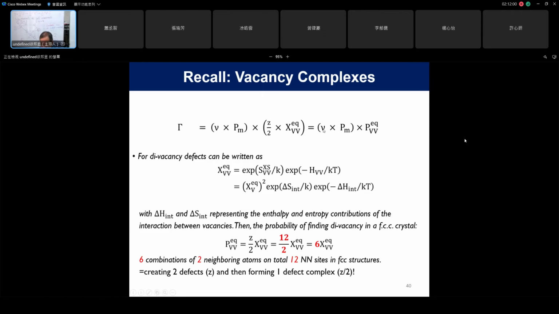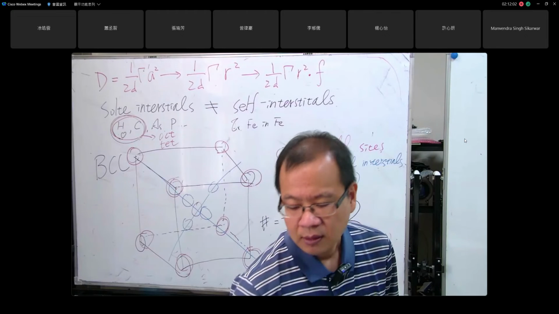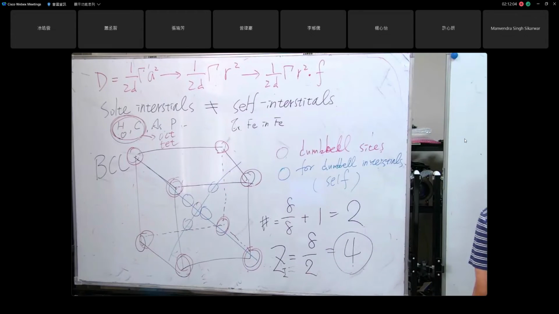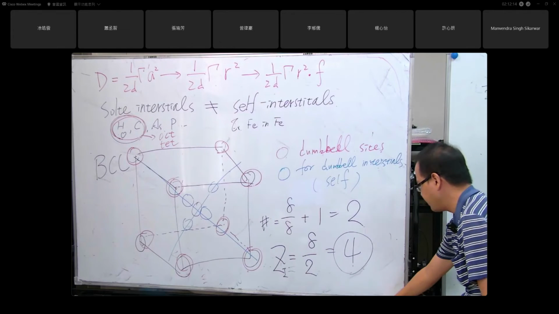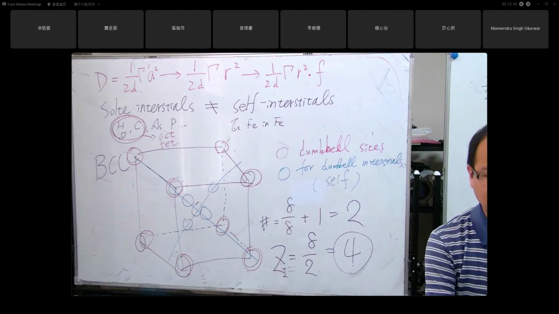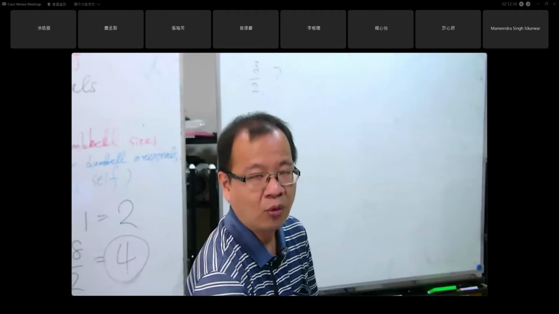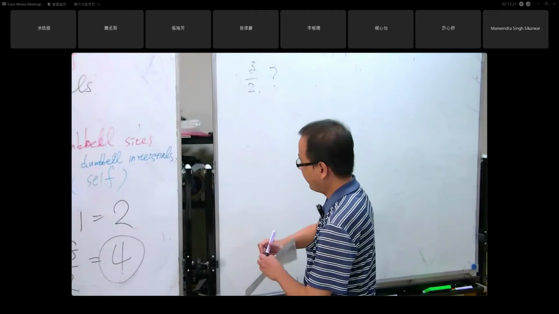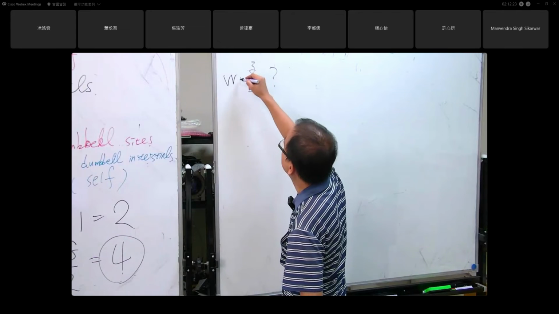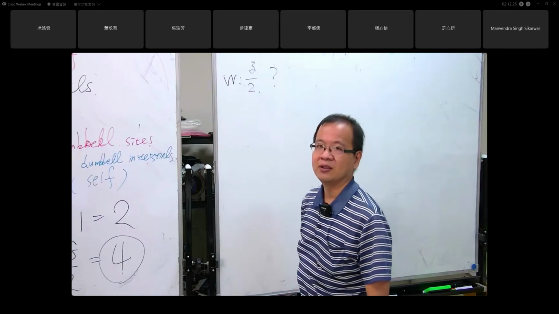Basically, the first time I look at it, I have no idea what I am looking at. Why is z divided by 2? The small z divided by 2. I have no idea. So just patiently draw the crystal structure. Why for vacancy complexes? Why is z divided by 2?